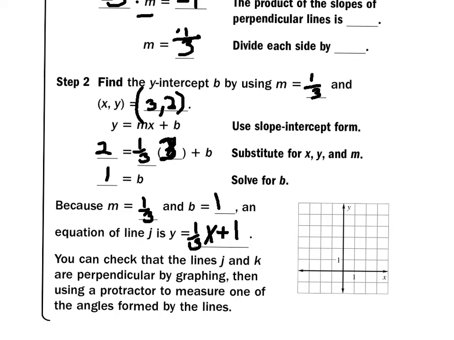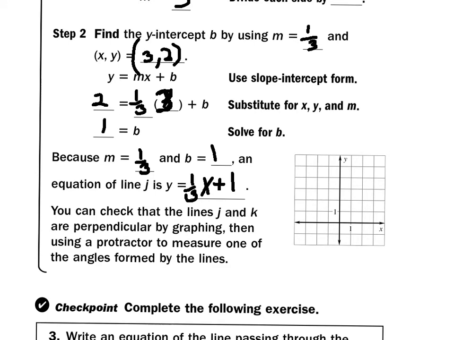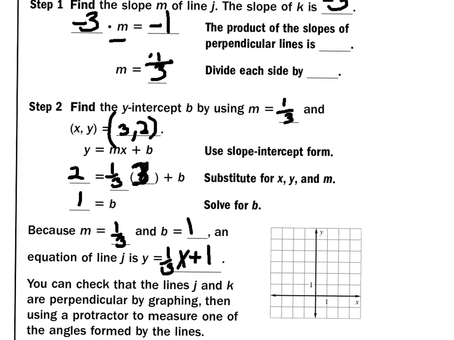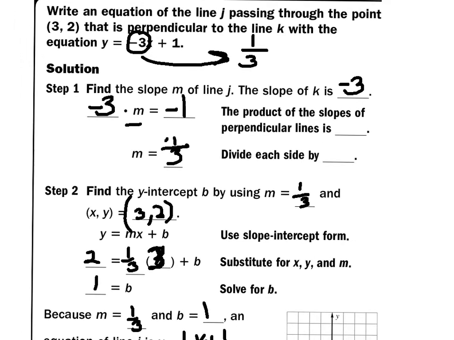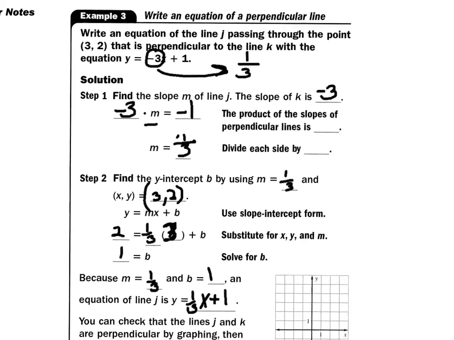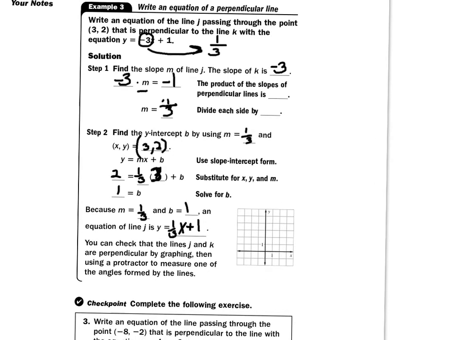Now you can check that the lines J and K are perpendicular by graphing, and then using a protractor to measure one of the angles formed by the lines. So let's go ahead and graph it just for fun. So here we go. Let me make this smaller so I can see it all. y equals negative 3x plus 1. So I'm going to put a dot on the plus 1. I'm going to count 3 down, 1, 2, 3, and go over 1, and that's my first line.